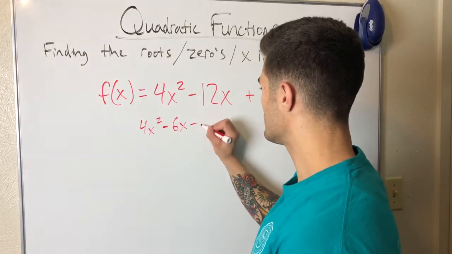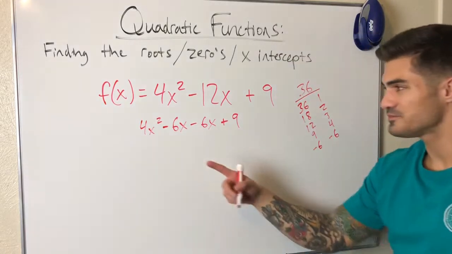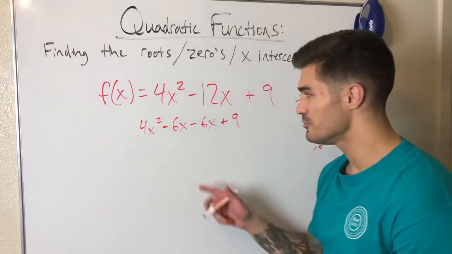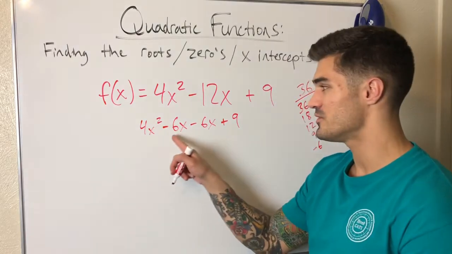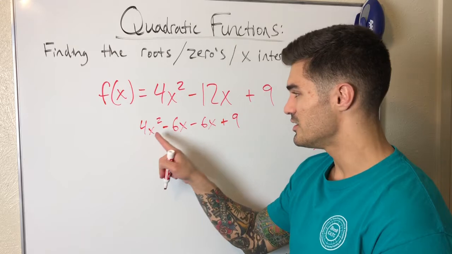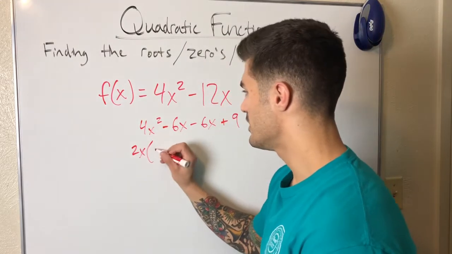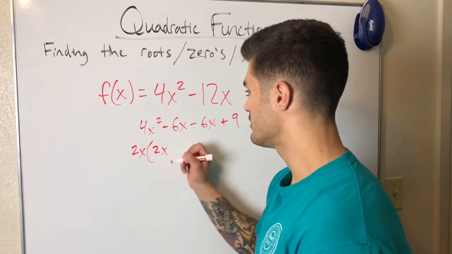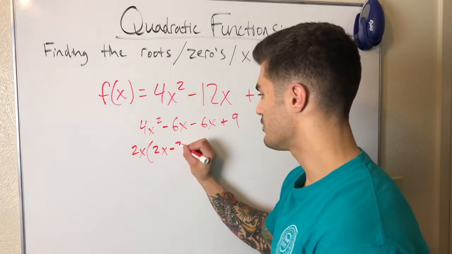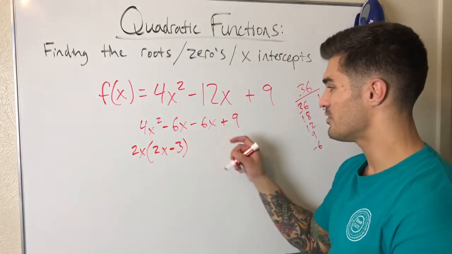Negative 6x plus 9, right? So again, factor by grouping, I take out a common term between these first 2 and between the second 2. So I could take out, let's see, definitely a 2 and definitely an x. If I take out 2x, what happens here? I'm left with 2x minus what? 3, right? What can I take out from here?